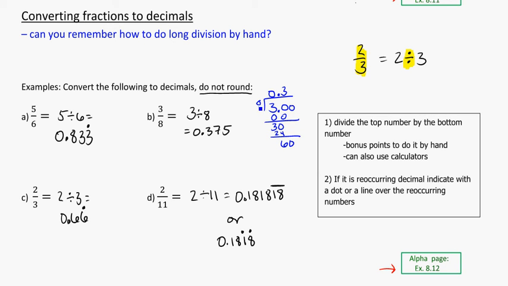Drop down another 0. 8 goes into 60 7 times, and 8 times 7 is 56. My difference there is 4. Drop down another 0. 8 goes into 40 5 times exactly. And just to double check that, 5 times 8 is 40, with a remainder of 0. So there we get to the same answer by hand, 0.375. So again, bonus points for those of you who are doing that division by hand.